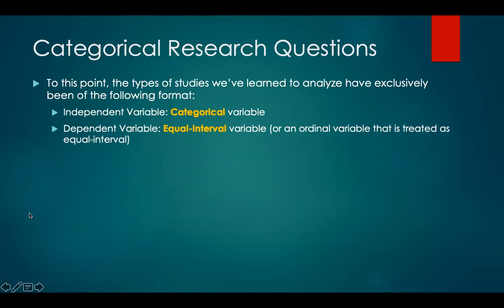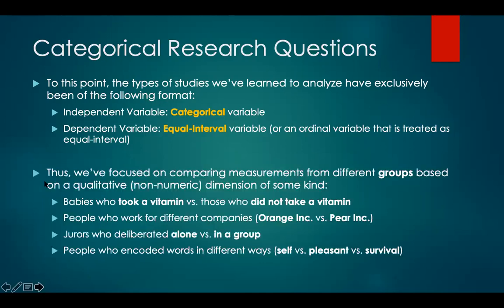So to this point, the types of studies we've learned to analyze have exclusively been the following format. We have an independent variable, which is a categorical variable, and a dependent variable, which is an equal interval variable, or an ordinal variable that is treated as equal interval. So we focused on comparing measurements from different groups based on a qualitative, non-numeric dimension, like those who took a vitamin versus those who did not take a vitamin, people who work at different companies, like Orange Inc. versus Pear Inc., and jurors who deliberated alone versus in a group, or people who encoded words in different ways, in self versus pleasant versus survival cue conditions.